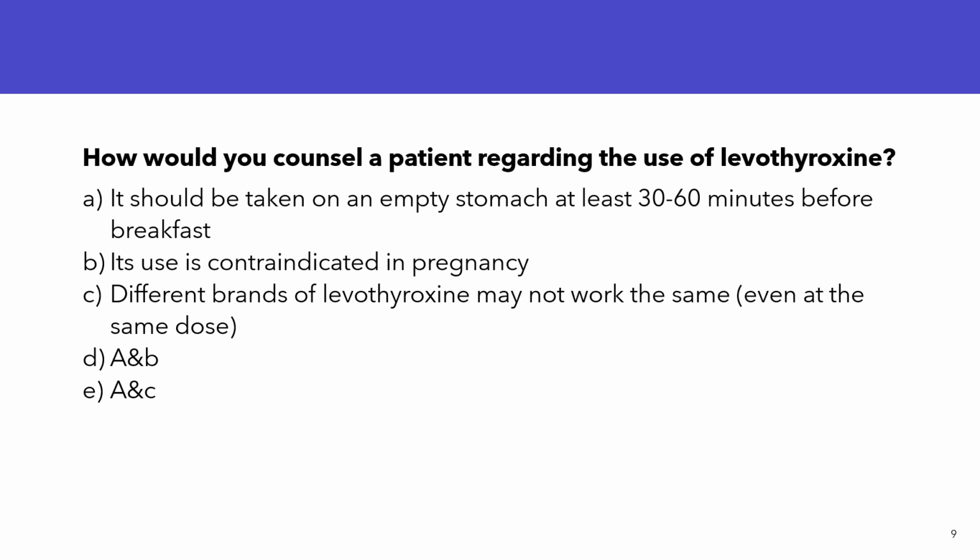Okay, so A is correct. It should be taken on an empty stomach at least 30 to 60 minutes before breakfast. B is incorrect. It is not contraindicated in pregnancy. Normal thyroid level is very important in pregnancy. Typically, patients who are on levothyroxine, when they get pregnant, their dose will increase because of the more aggressive control needed in pregnancy. C is correct. Different brands may not work the same, even at the same dose. So that makes the correct answer E, A and C.